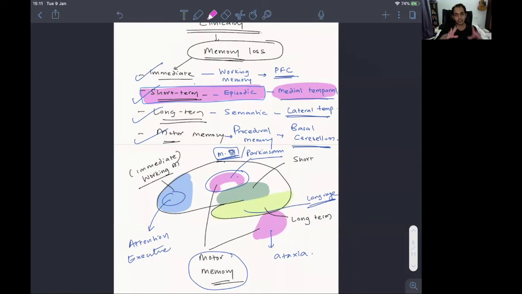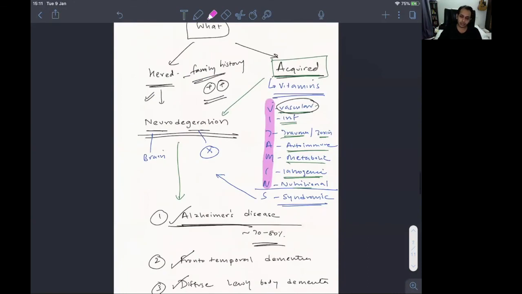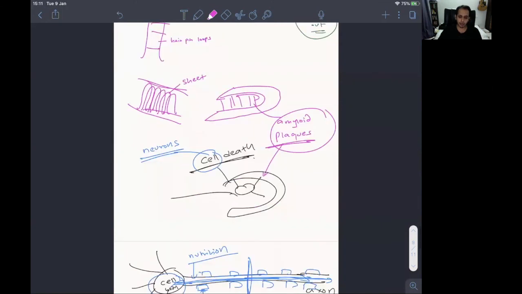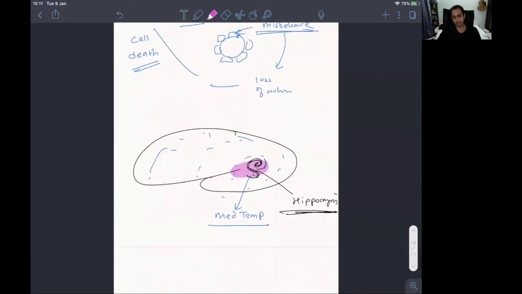But that is because they are two different memories and they're stored in different places. What happened in your school is stored in your lateral temporal, and what happened yesterday is stored as episodic memory in your medial temporal. So because Alzheimer's starts from your medial temporal, that is why your episodic memory is gone first. I think that's about it. That is the concept of Alzheimer's.